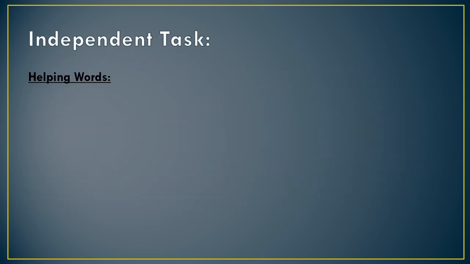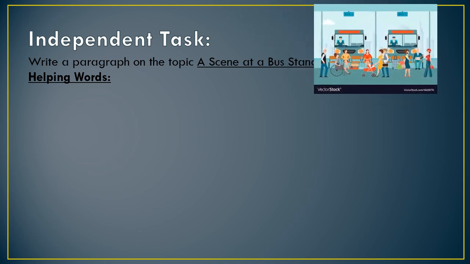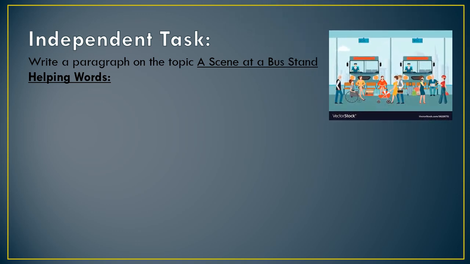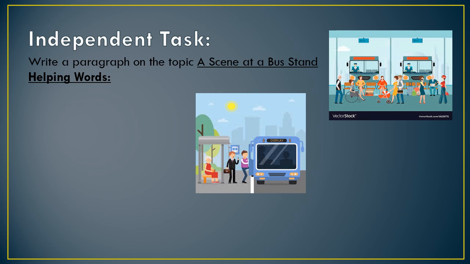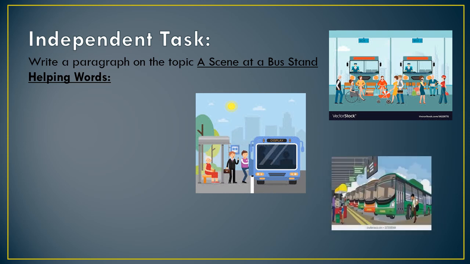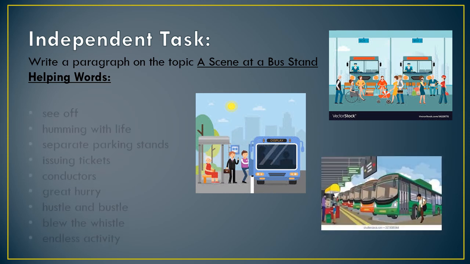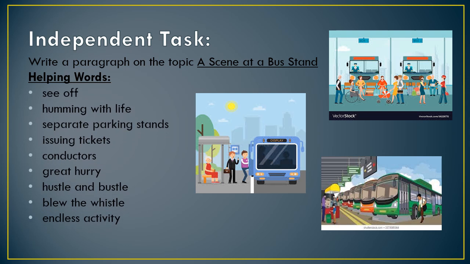Coming to the independent task, I am going to give you some work which you have to do by yourself. You have to write a paragraph on the topic a scene at a bus stand. I am going to give you some helping words. You have to use those words and you have to write a paragraph on your own, on your neat copies. Now the words are see off. So you went to the bus stand to see off one of your relatives. It may be your uncle, your aunt.